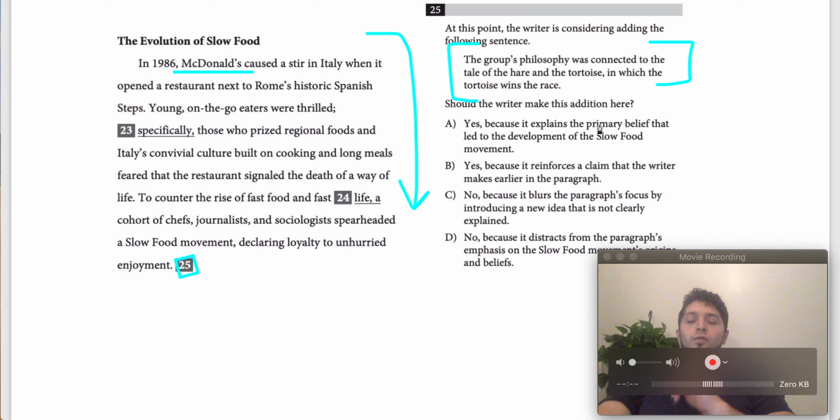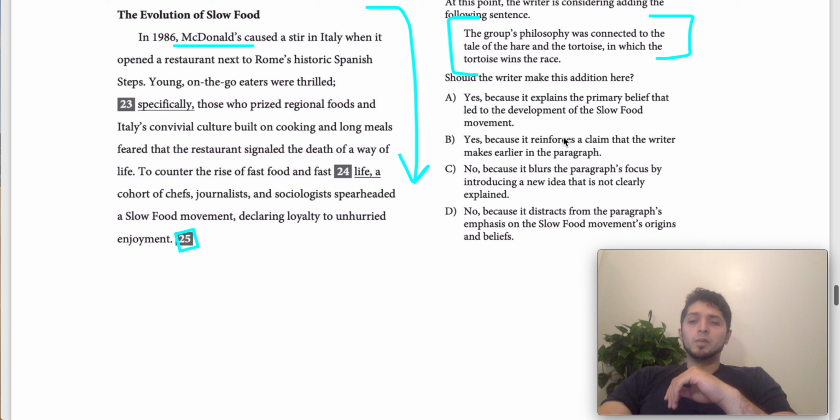And the idea is not too far off. It's kind of on topic because we're talking about the slow food movement, which is emphasizing basically a slowness over speed. And we're talking about the group, so this could make sense, right? The group's philosophy was connected to this idea in which the tortoise wins the race. The problem is that it's just weird when it's tacked on at the end of the sentence here.